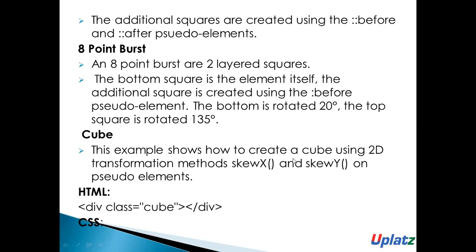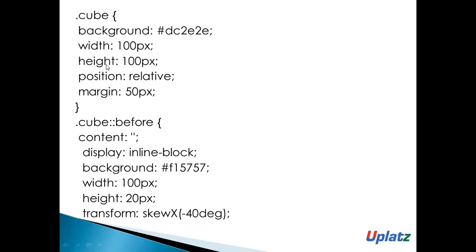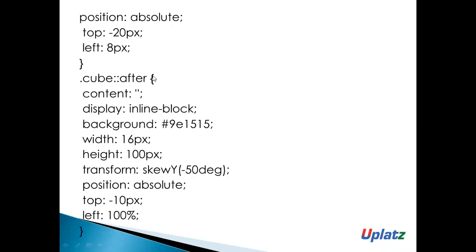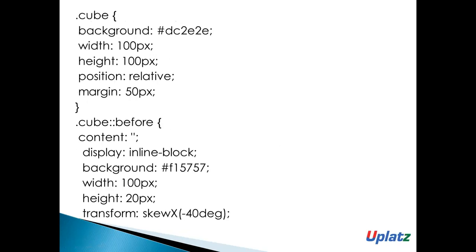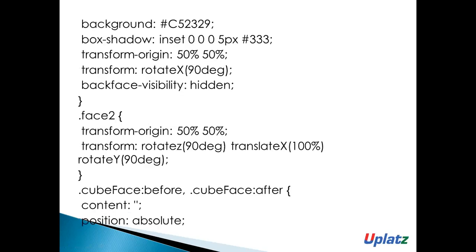So next is the cube. I have drawn a 3D cube using skew X and Y. In order to draw 2D and 3D shapes, you can use the skew X and Y methods, such as with pseudo elements. So the class would be cube. For cube before, I'm making a transform, skew X of minus 40 degrees, display inline block, with everything I have given, position absolute. For after, I'm making the Y-axis skew minus 50 degrees, position absolute, inline block, left, everything. Based on this, the 3D or 2D cube will become.